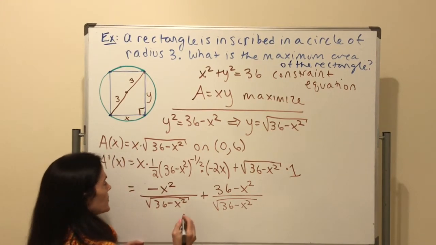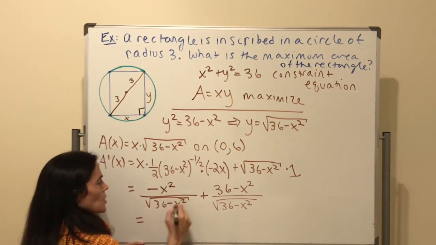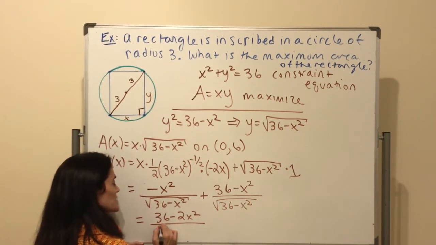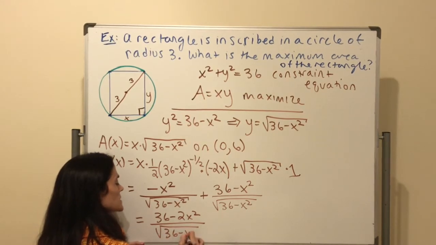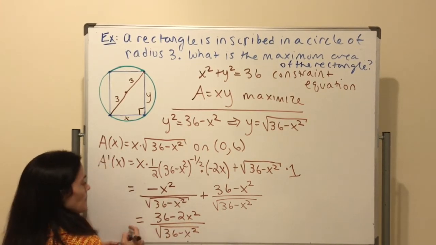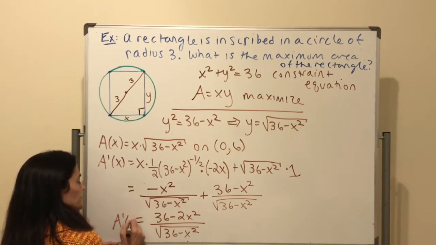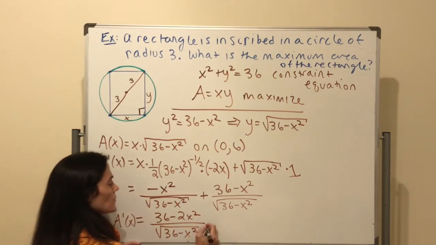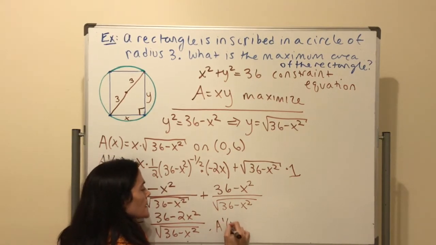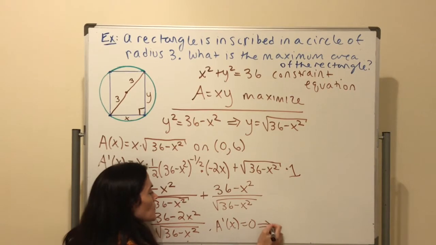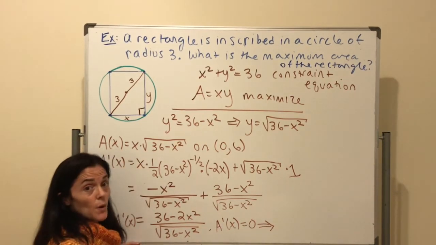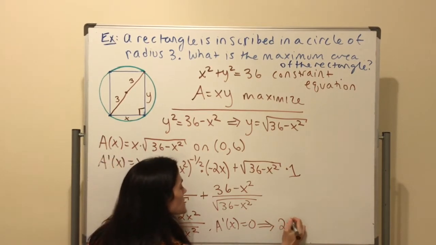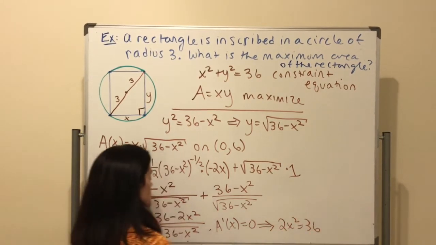One more step, maybe I'll do it here. This is 36 minus 2x squared, all over the square root of 36 minus x squared. And this is my derivative. Okay? Simplify. Now, to set this equal to 0, a fraction is 0 only when the numerator is. I can set the numerator to 0. I get 2x squared equals 36.